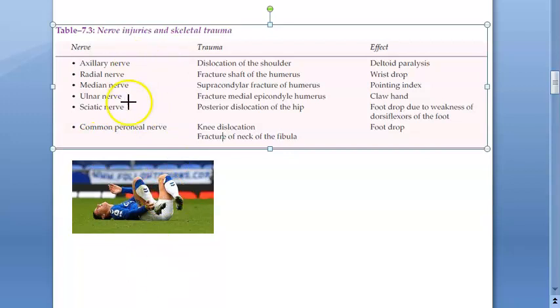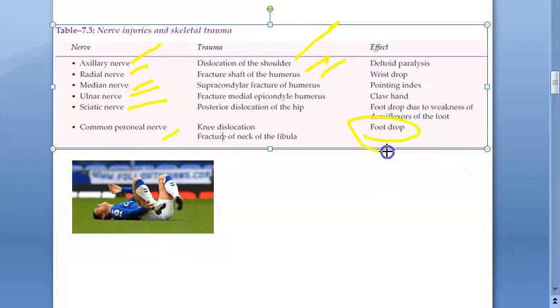So you saw that all these same things, shoulder dislocation, the axillary nerve will get affected. Humerus, if it is affected, then radial nerve and median nerve are affected. Ulnar nerve also can get affected because of humerus. Then if you have some problems with the hip, you will injure the sciatic nerve. If you are hurting the knee, you will injure the common peroneal nerve.